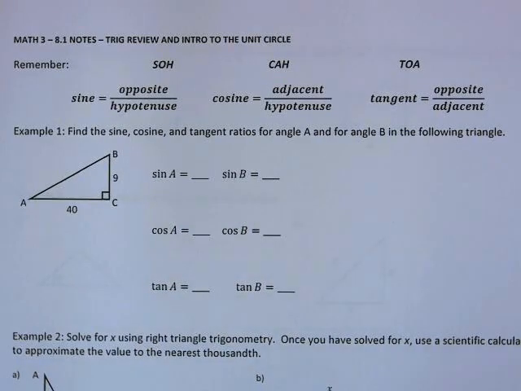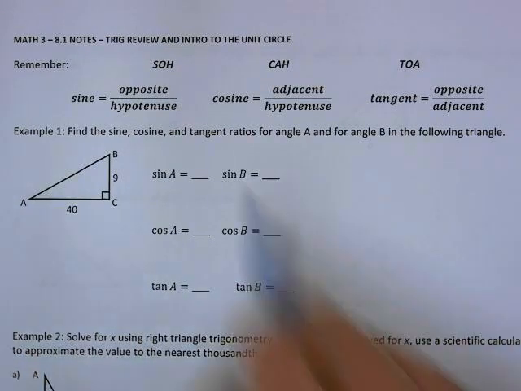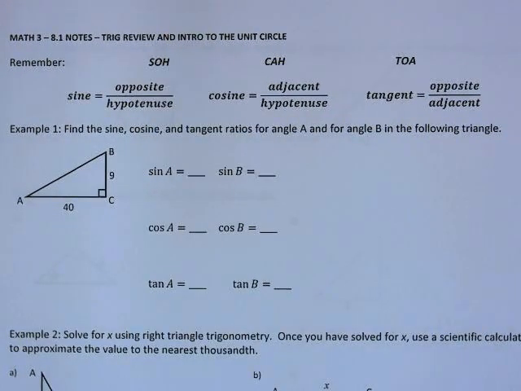All right, here we got the 8.1 notes, trig review and intro to the unit circle. Okay, now like I said, this is trig review. Pretty much everything we do on here is going to be stuff you learned last year in Math 2. So if you remember that stuff, then this should be pretty easy. At the same time, though, this one section covers pretty much everything that you did in Math 2 last year in regards to trig. All right, so let's dive right in.